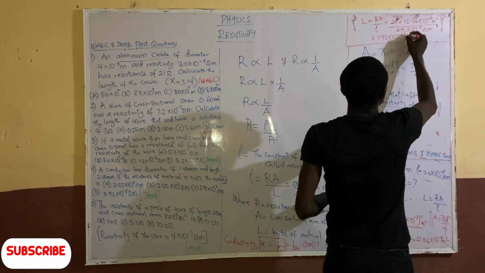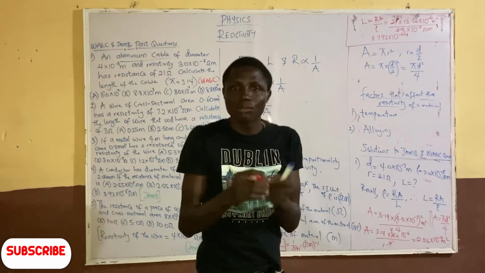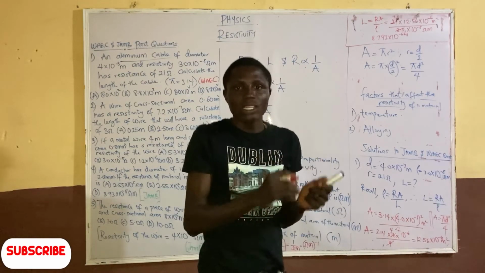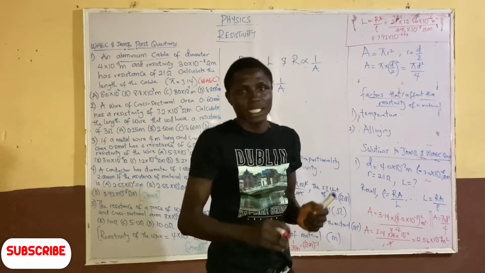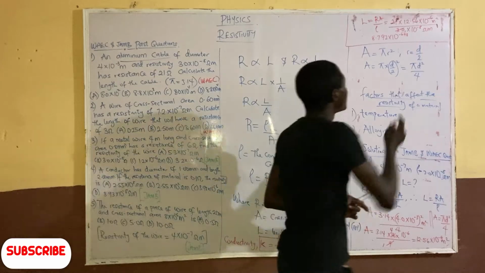We are doing this because in JAMB you are going to be using a calculator, and the calculator in JAMB does not have exponential. So you have to know how to do it arithmetically without using a scientific calculator.